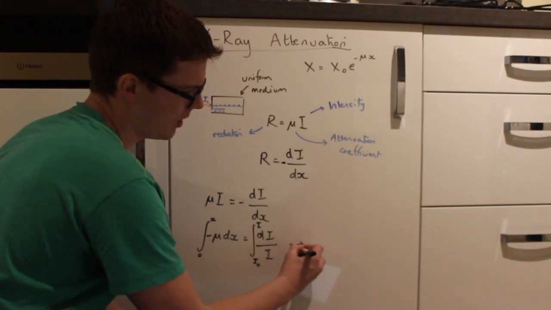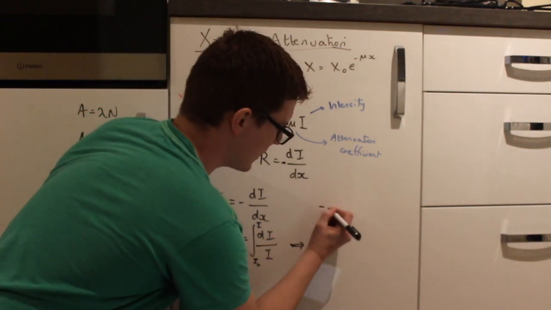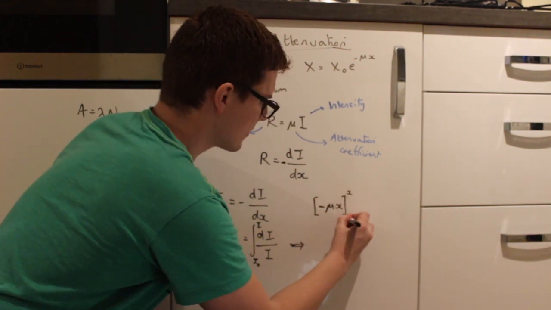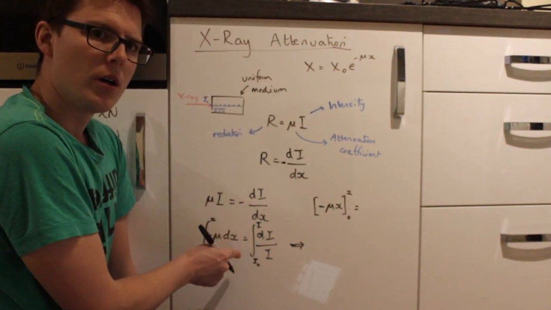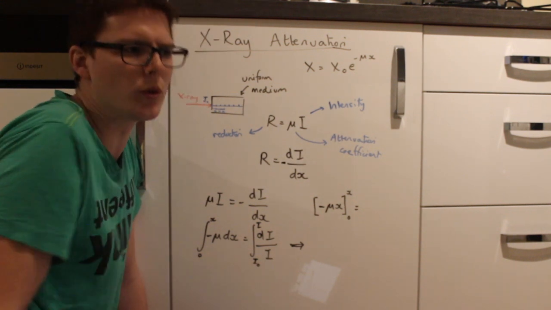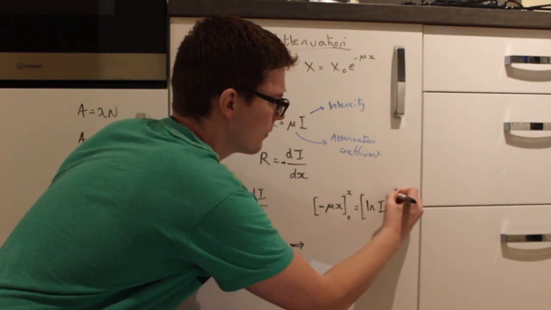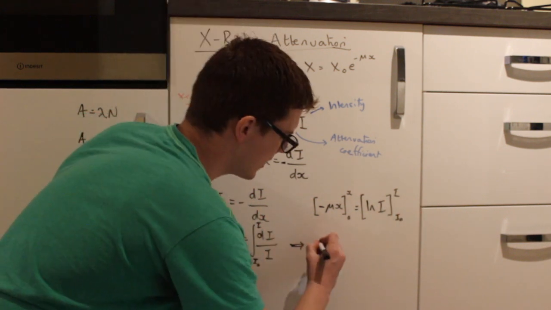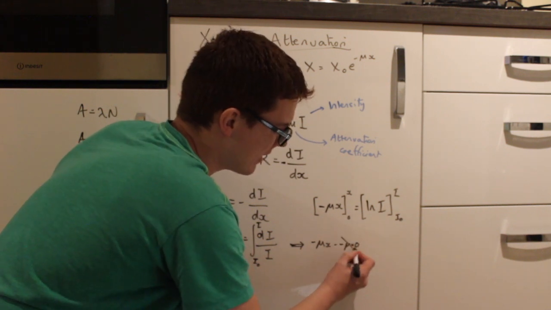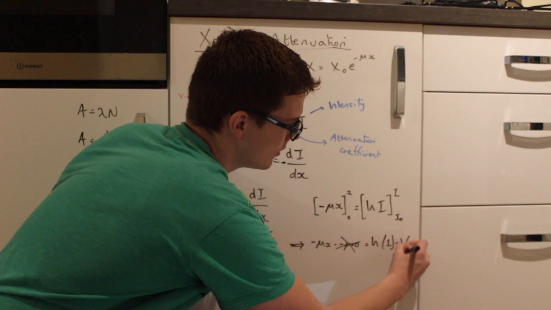Mu is just a constant, so we can pull that out. So we end up getting negative mu x, with the limits x and 0, is equal to the integral of dI over I, which you should all know now because we've done this enough times. It's just ln of I, with our limits I and I naught. If we multiply that out, we get negative mu x minus negative mu times 0. So that bit there just goes, and that's equal to ln of I minus ln of I naught.